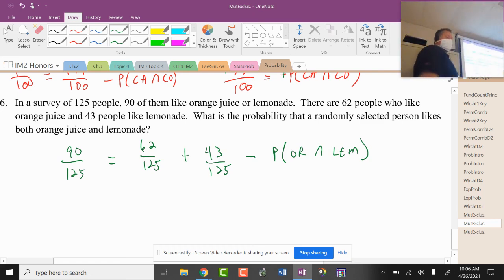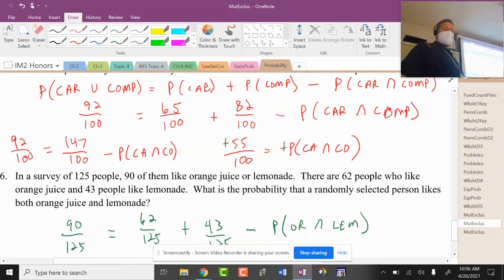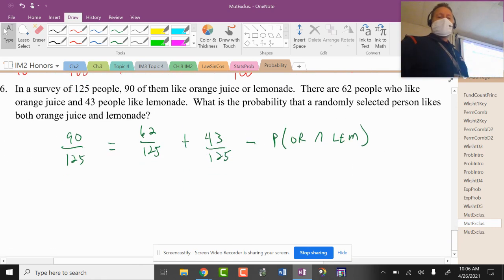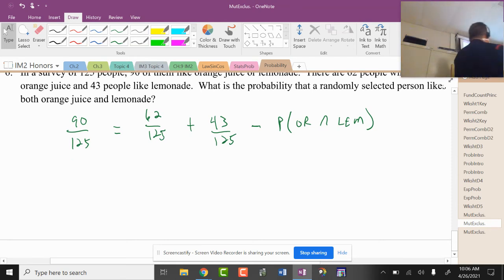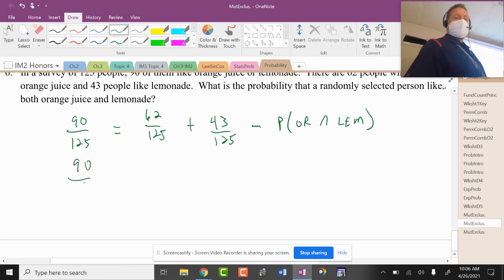Okay, so it's really the same thing. I'd write, probability of this or that, orange or lemonade, equals probability of lemonade plus probability of orange. I switch those two, it's fine. Then ultimately what you end up doing is taking 62 plus 43 and subtracting it from 90. So I think you could do this pretty quick. That's 105 minus 90. When I get this, you ultimately are subtracting 105 minus 90.